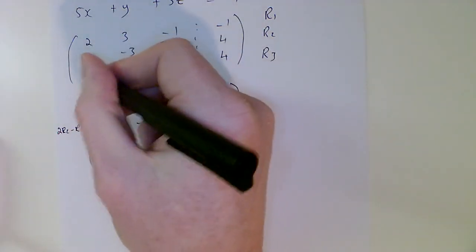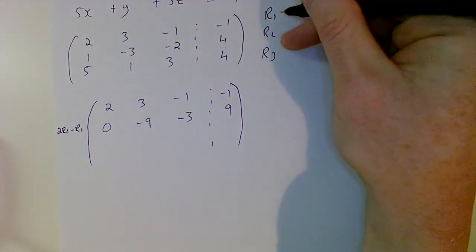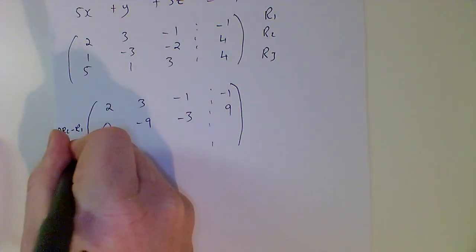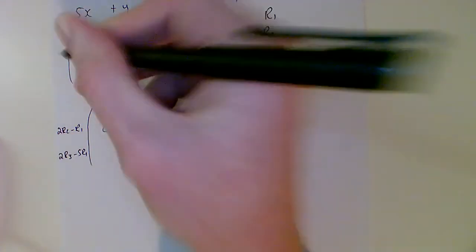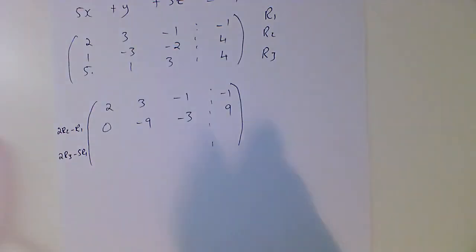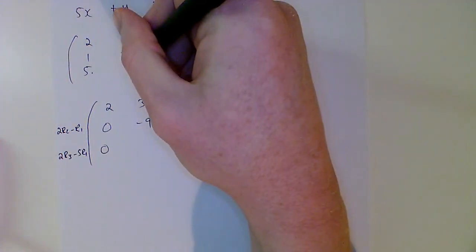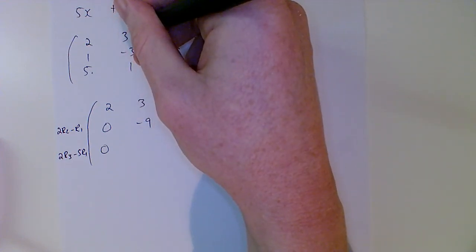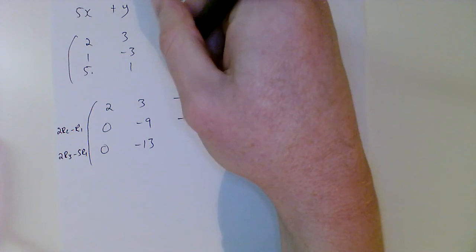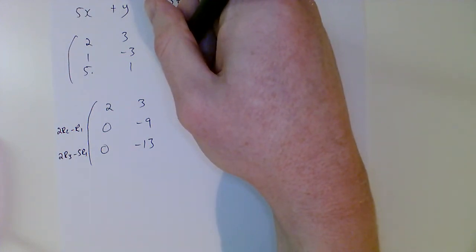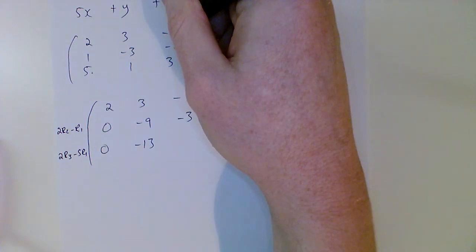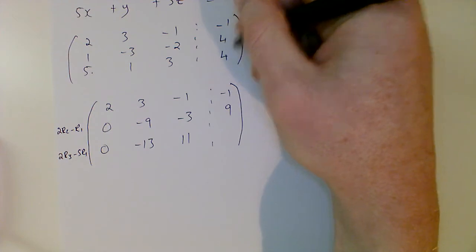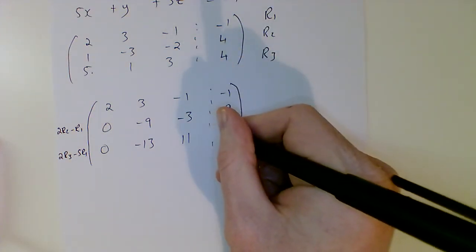Now remember, I now need to make this bit 0, and remember I use R1 and R3. So I'm saying 2R3 take away 5R1. Right, that would be 10. Take away that. Yeah, cool. That is 0. 2 of that. Take away 5 of that. -13. 2 of that. -6. Sorry, 6. Take away 5 of that would be 11. And 2 of that is 8. Take away 5 of that. Well, that would add it on, so that would make that 13.